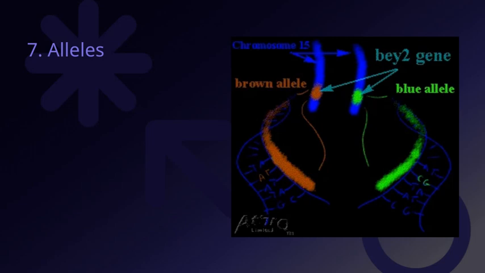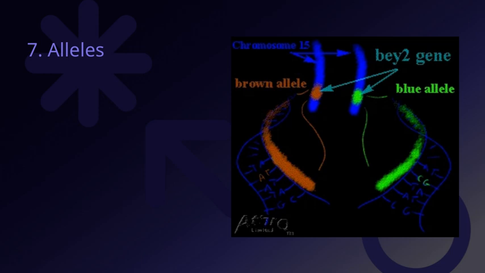Let's talk about alleles. Alleles are essentially different versions of the same gene. They are the variations that can exist at a specific spot on a chromosome. Think of them as different options or flavors for a particular trait. For example, the gene for eye color might have alleles for blue, brown, or green eyes. These variations are crucial because they contribute to the genetic diversity we see in populations.